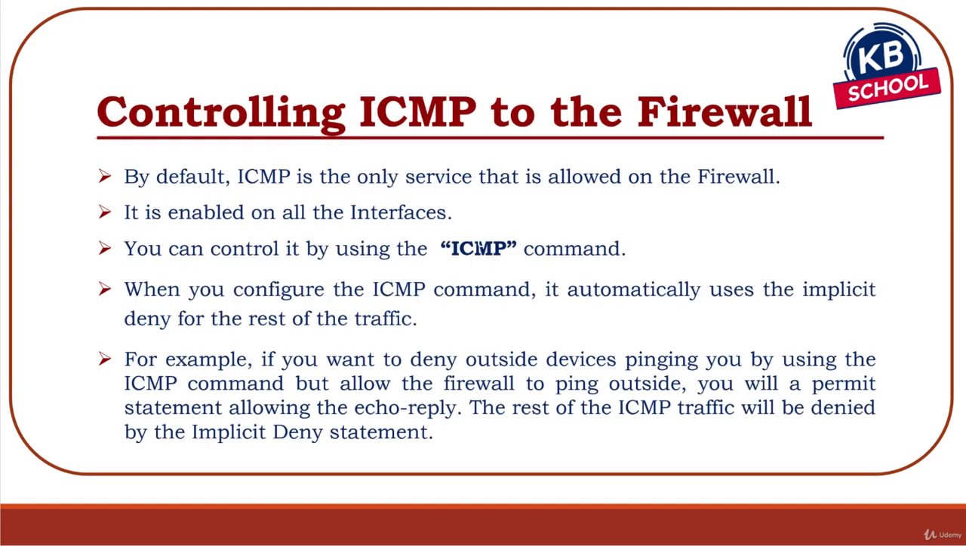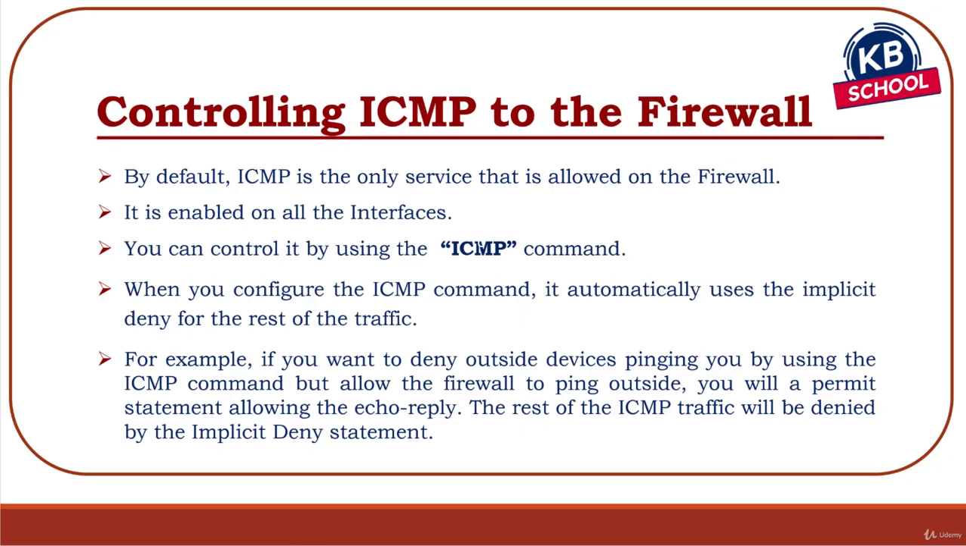Now controlling ICMP, how do I do it? By default, ICMP is the only service that is enabled on the firewall. It is enabled on all interfaces and allows all ICMP packet types to come in. So I can ping the firewall, people can ping the firewall. From the firewall, I can ping other people, send an echo and get an echo reply back, and the other people can ping my firewall using the ICMP command.